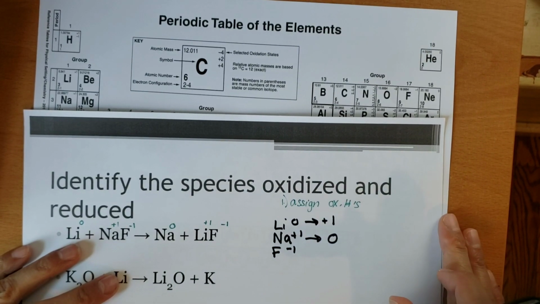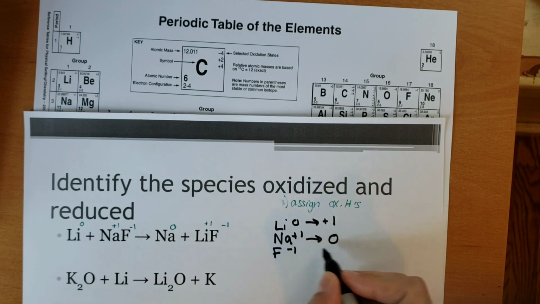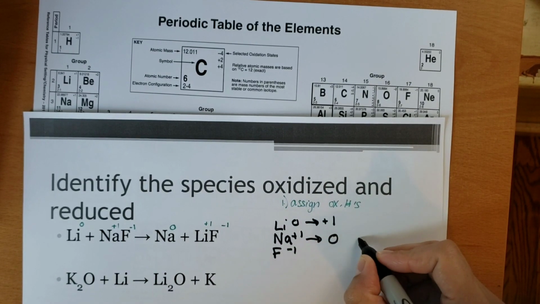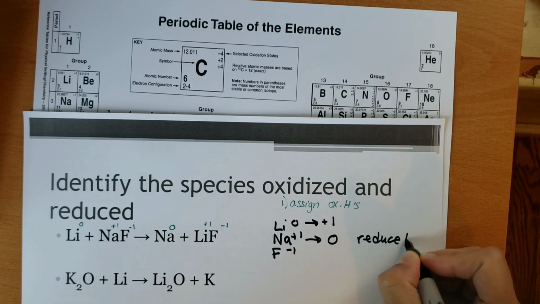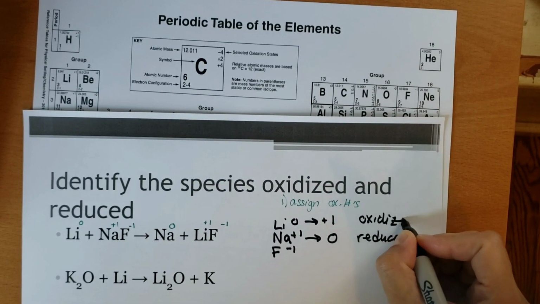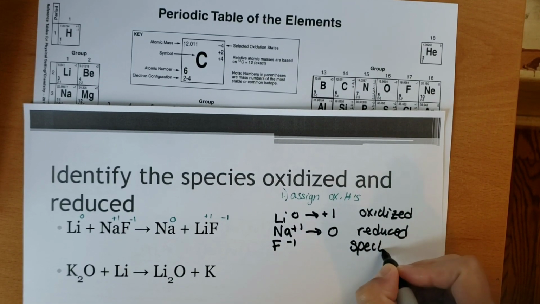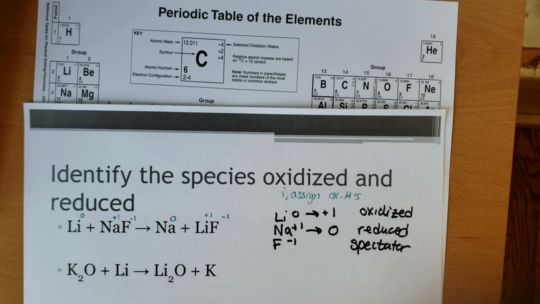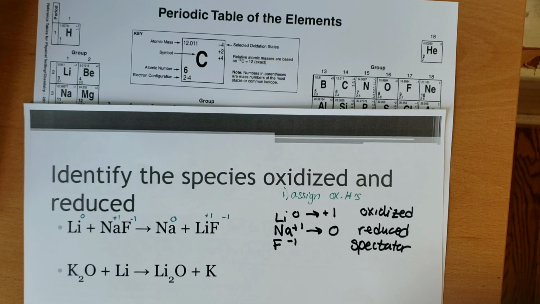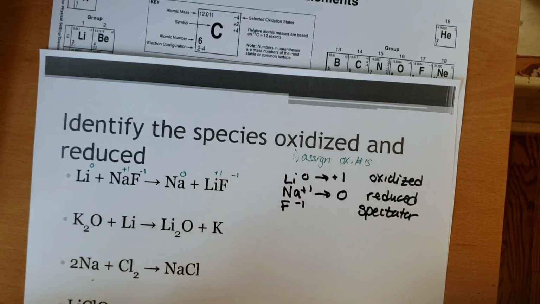So after we assign the oxidation numbers, what I'm looking for is the reduction. Whose oxidation number went down? So here I can see the sodium ion was reduced, the lithium atom was oxidized, and the fluorine is unchanged. We'll call that the spectator. So it's important that fluorine is there so that the electrons can be transferred, but it's not actually changing in this reaction. Let's see if we can continue on with the next examples.